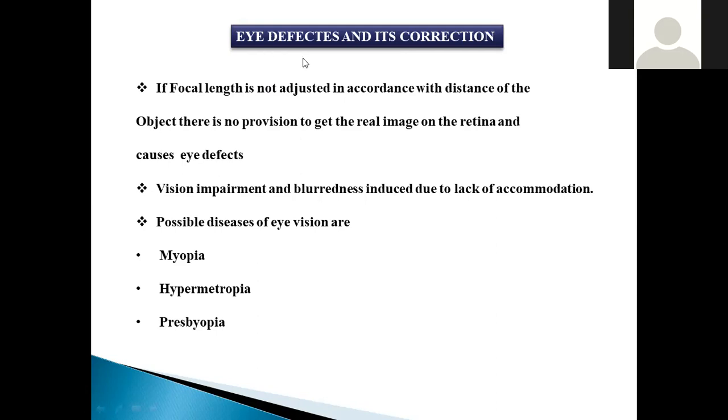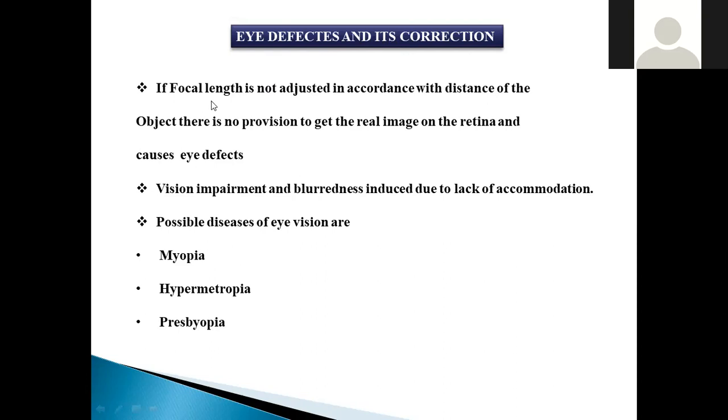But due to some changes or deformations in the system of the eye, there is a possibility of vision impairment. Vision defects are possible. What kind of defects are possible in general and what are their corrective methods? Those will be discussed now.